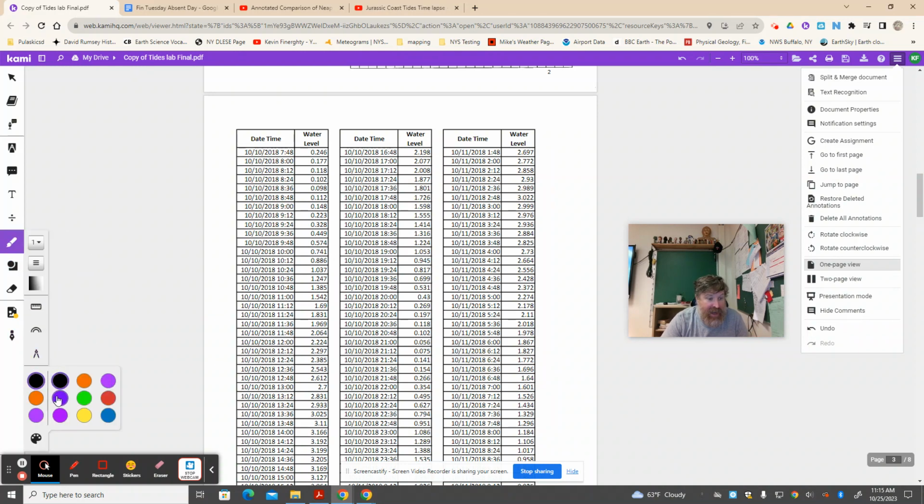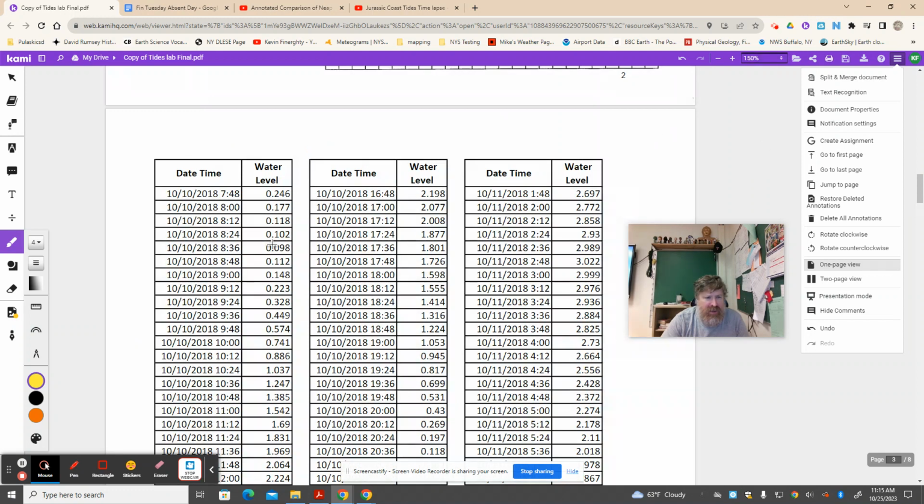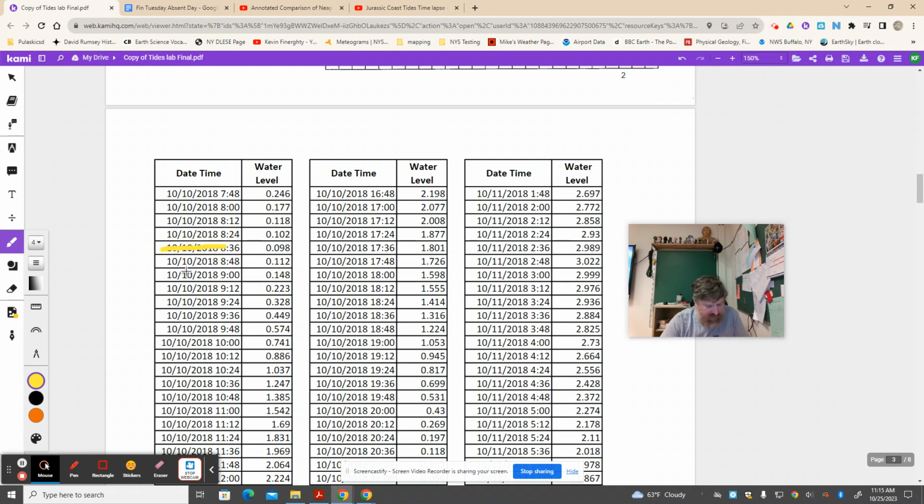And again, there should be 9 total points by the end of it. I'm going to help you find the first couple just to make sure that we're all on the same page. So look at the beginning. It's at 0.246, and then it's going down, down, down, down, and it gets to that point right there. That looks like it's the lowest.